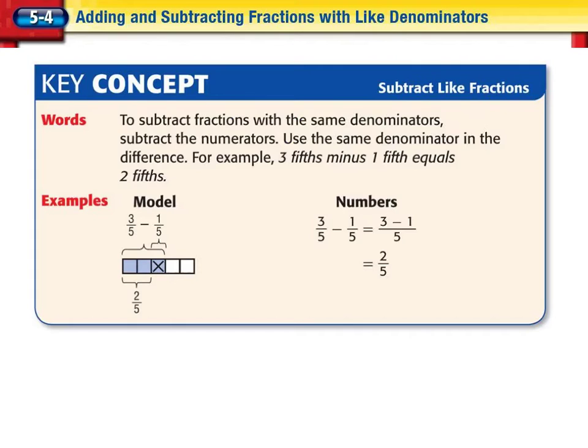Subtracting is very similar to adding fractions with like denominators. You'll notice that we have a denominator of 5 and a denominator of 5. Here's our model, 3/5, and we're taking 1/5 to X out one away. We keep the denominator the same, and we subtract 1 from the 3. So we have 3 minus 1, which we know is 2. So our answer is 2/5.